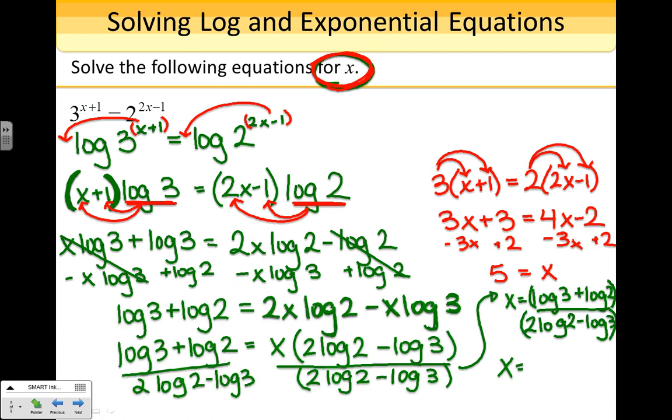You should get about 6.228, and so on. Make sure you check your answer. So leave your answer just the way it is as the exact decimal. Hit store for x, so it takes your answer and stores it for x. And then plug it into the original equation, 3 to the x plus 1, and make sure that equals 2 to the 2x minus 1.